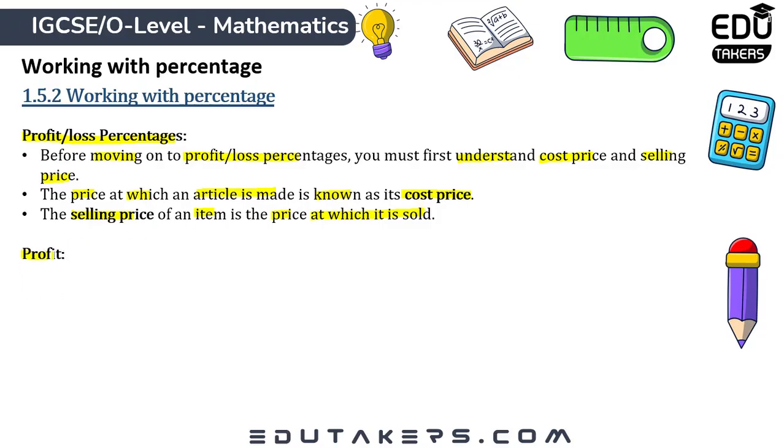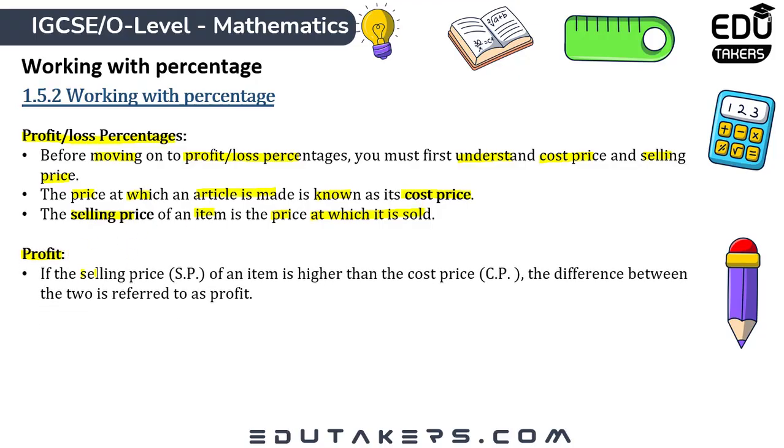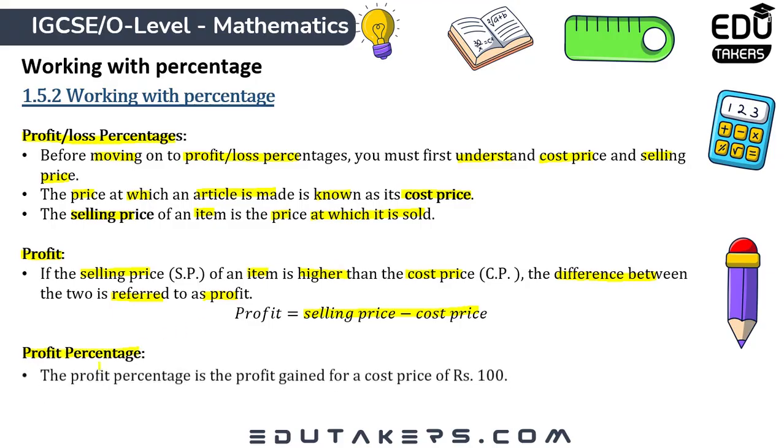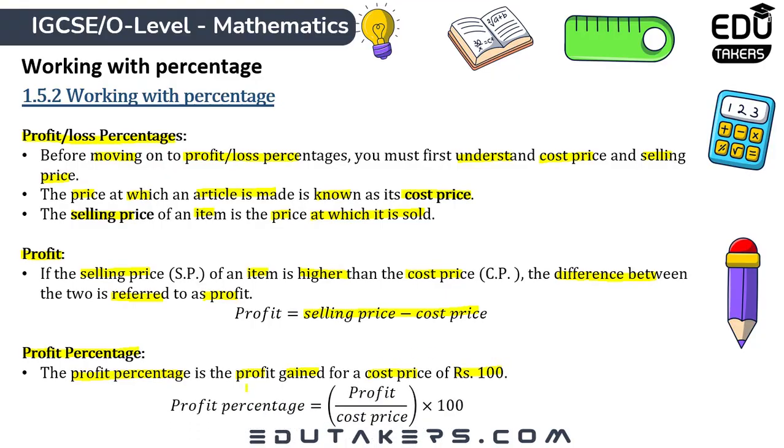Now, what is a profit? If the selling price of an item is higher than the cost price, the difference between the two is referred to as a profit. So profit equals selling price minus cost price. Now profit percentage. The profit percentage is the profit gained for a cost price of Rs 100. So profit percentage equals profit over cost price multiplied by 100.